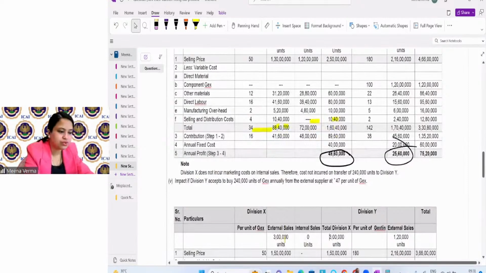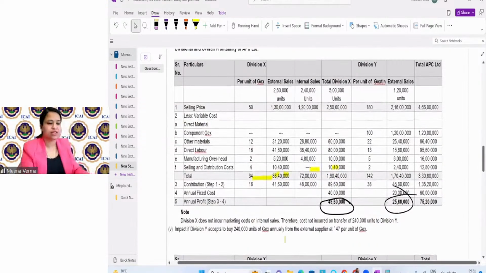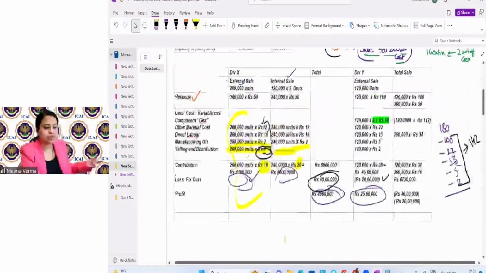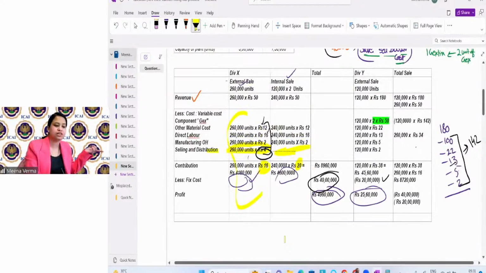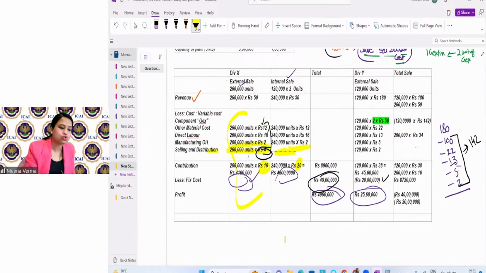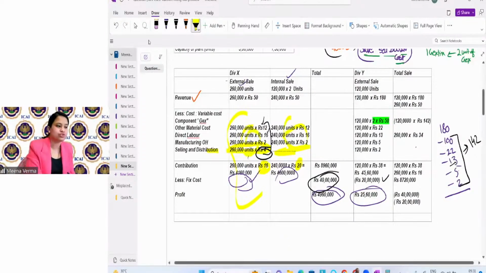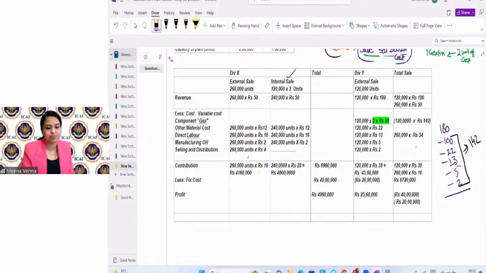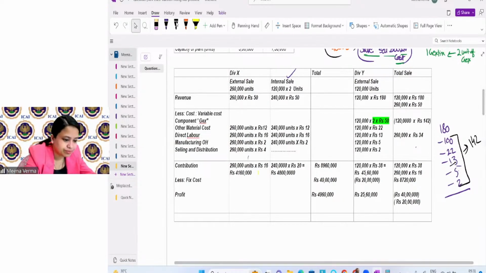Is that okay, Janvi? See what Janvi is saying, ma'am. Why are you not taking the contribution directly? Why have you considered everything? For a reason, because you can see here in the calculation that in one case you're considering the selling and distribution, and in another case you're not considering it. It will impact other things also. For that reason, you have to show the complete calculation, not just consider the contribution. Do not just consider the contribution, though I'm trying to make it simple for you. Okay.